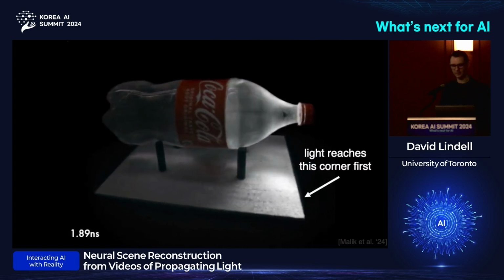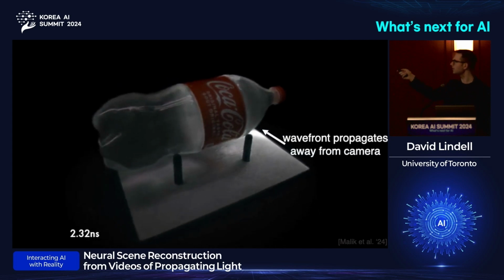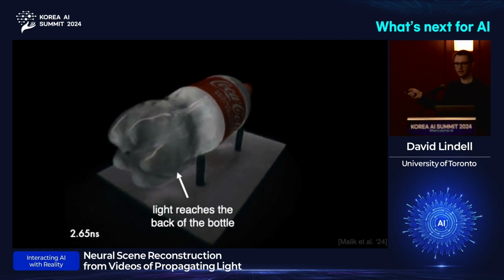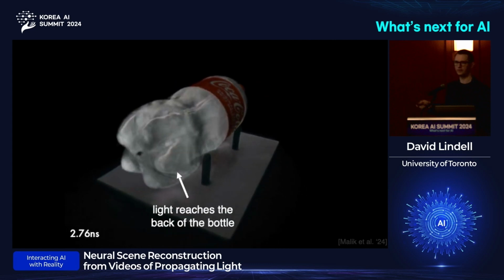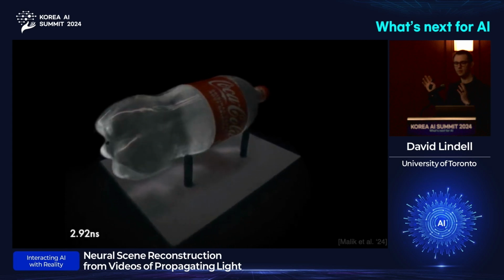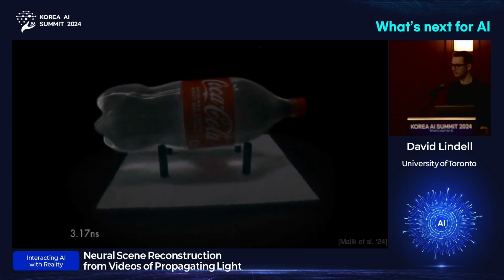And I want to ask, what do you think this will look like? Do you think that the wavefront of light propagating from left to right across this bottle will reach this corner first, as observed by our camera, or this far corner first? So take a moment, decide what you think will happen, and then let's watch and see what happens in reality.